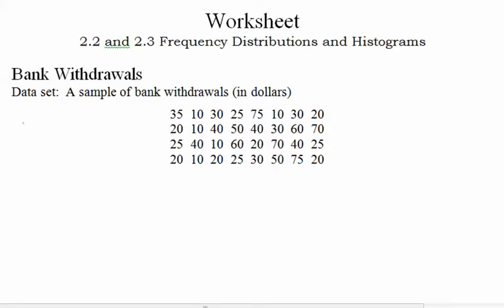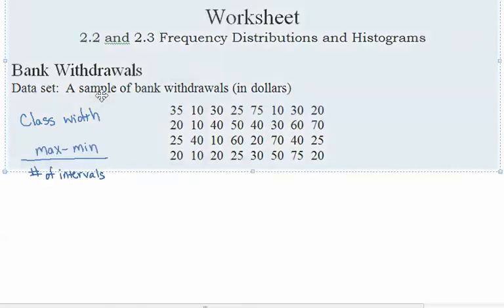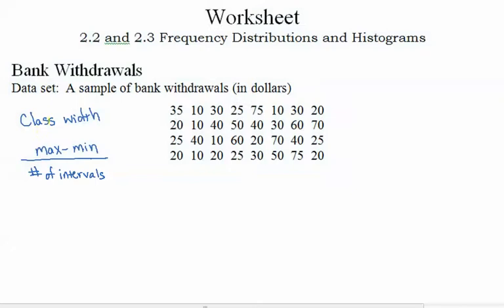So class width, here's how you get it again. It's the maximum minus the minimum, also known as the range, divided by the number of intervals. And then you round up. No matter what it is, you round up. So in our case, this is going to be 11.